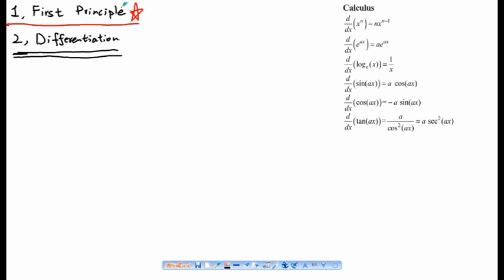Both first principle and differentiation are going to be on your Year 12 final year exam, and I will explain the difference between them later. Now let's concentrate on differentiation. Differentiation is basically using formulas to find the gradient of the graph.